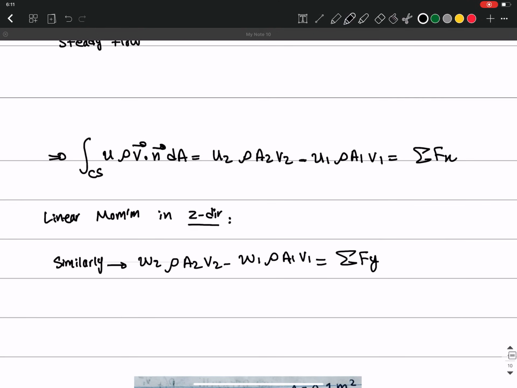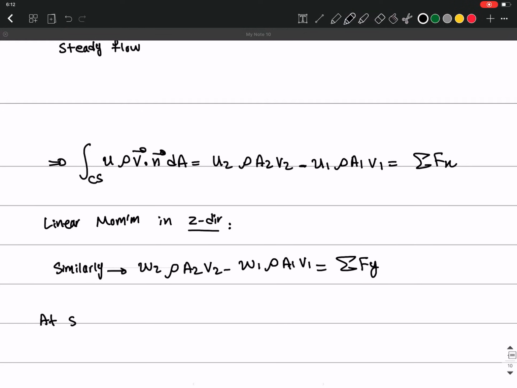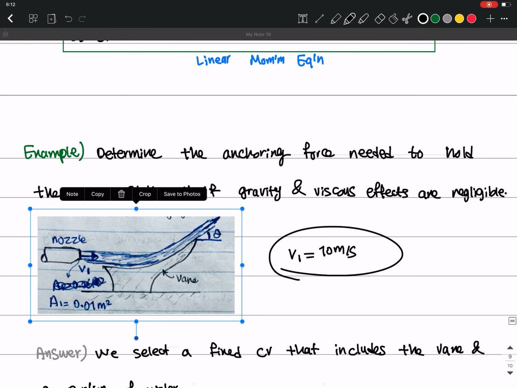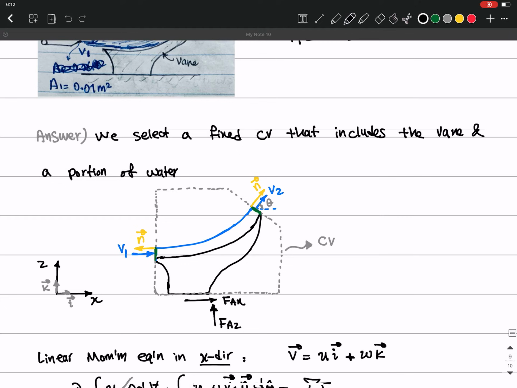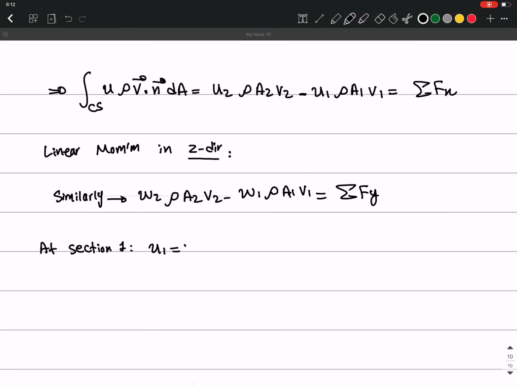Okay. So at section 1, we know that U1 is given to us in the problem. What is it? I think it's given in the problem, V1 equals 10 meters per second, right? Because V1 is all horizontal, it doesn't have any vertical component, so W1 is going to be 0. So U1 equals V1 equals 10 meters per second, and W1, the vertical component of velocity at section 1, is 0.